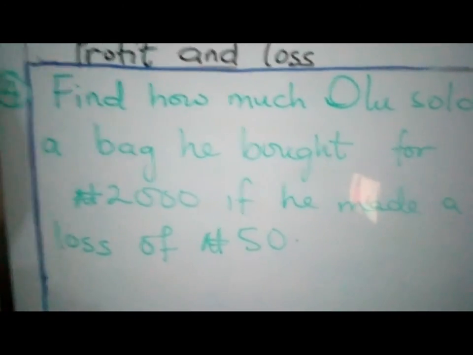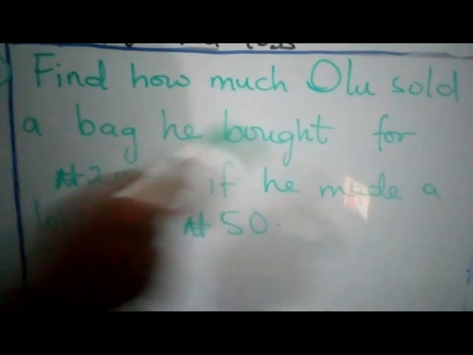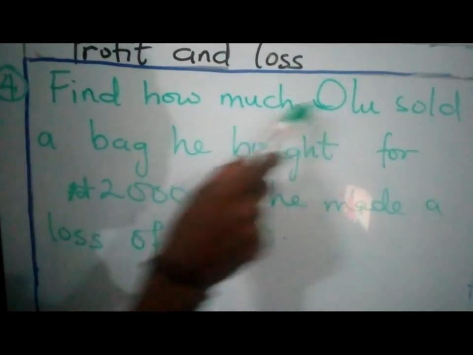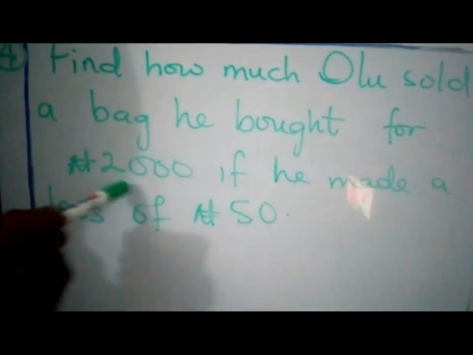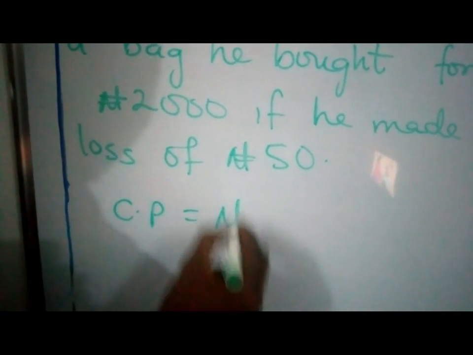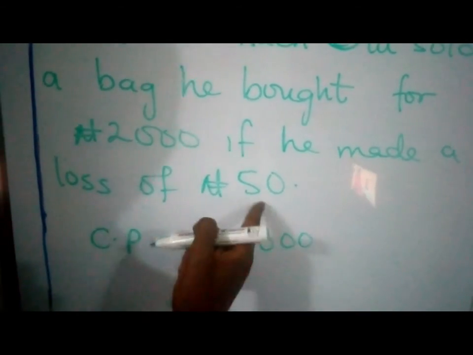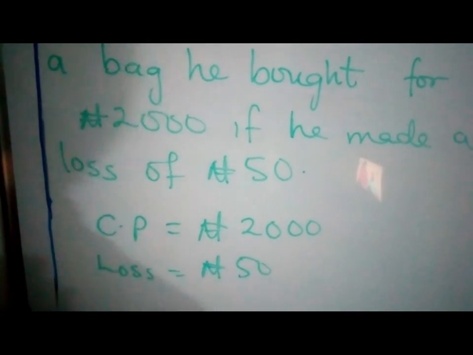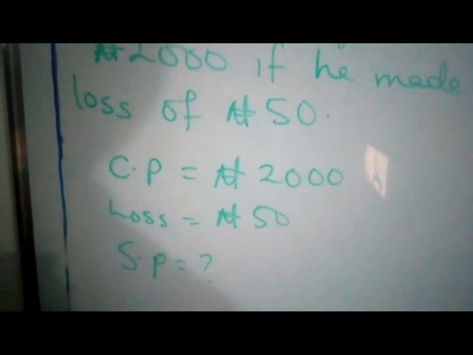Okay, let's take another one. Find how much Olu sold a bag he bought for 2,000 naira if he made a loss of 50 naira. So look at it. We should find how much Olu sold. That means we have to find selling price. And we are told he bought it for this. So this is the cost price. So the first thing you have here is what? Cost price is 2,000 naira. And then he made a loss of 50. So loss is also given as what? 50 naira. But we have to find the selling price, which is what? SP.